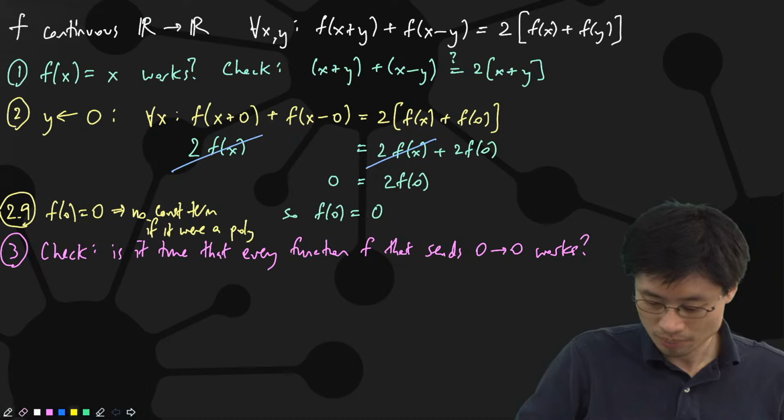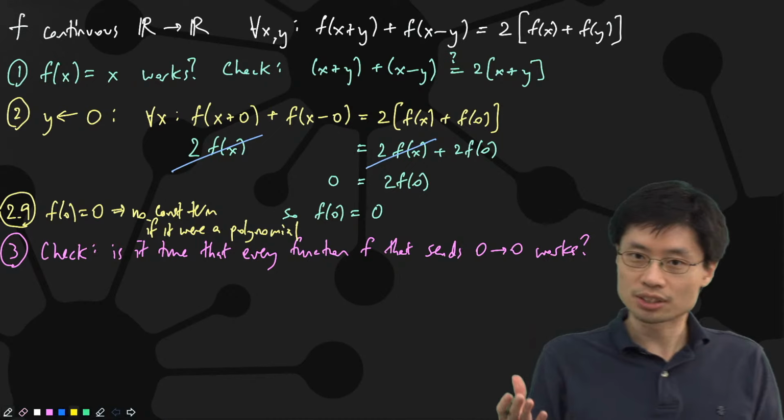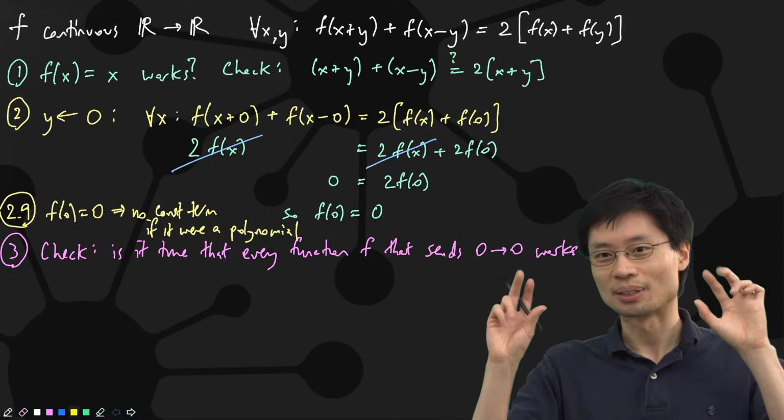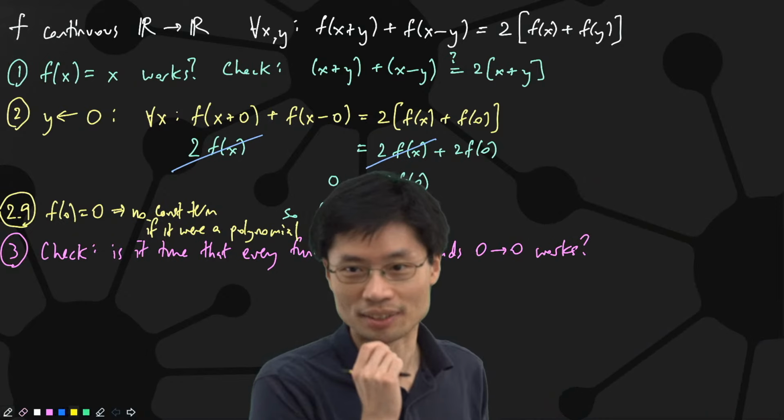There's a reason I write "if it were a polynomial." It's because in functional equations, there's no guarantee that it's a nice function. It could even be like sine x. If f of x is sine x, f of 0 is 0, but it's not about a constant term, right? So I'm just going to put down this additional point. But let's see, what else do we have here? I see some people wanted to say something. Autumn Suku?